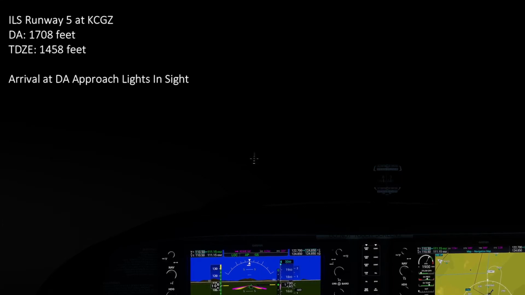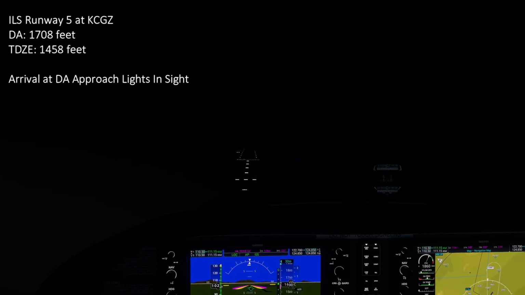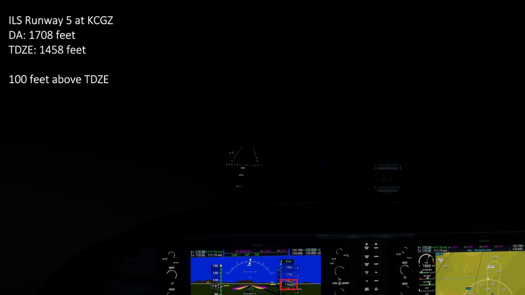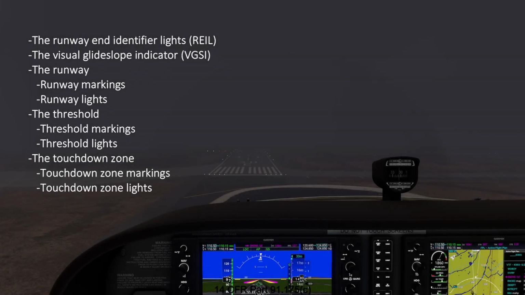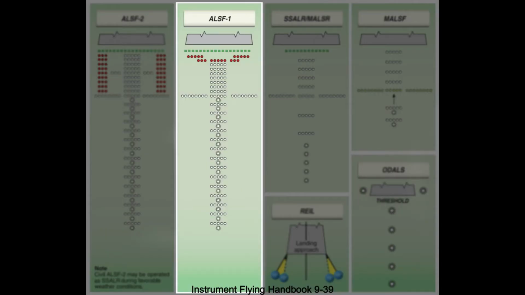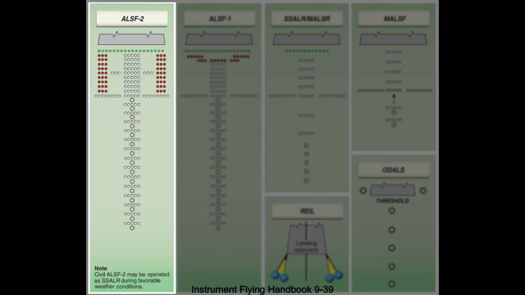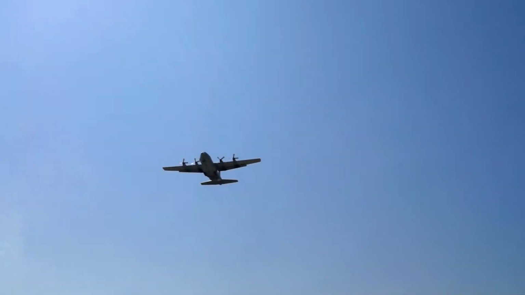As mentioned earlier, having the approach lights in sight will only allow us to descend down to 100 feet above the touchdown zone elevation. At this point, 100 feet above the touchdown zone elevation effectively becomes a DA regardless of whether the original instrument approach procedure was a precision approach or a non-precision approach. Upon descending to 100 feet above the touchdown zone elevation, we must either get one of the other components of the runway in sight, have the red terminating bars of an ALSF-1 in sight, or the red side row bars of an ALSF-2 in sight in order to continue the descent to the runway. Otherwise, we must immediately execute a missed approach.